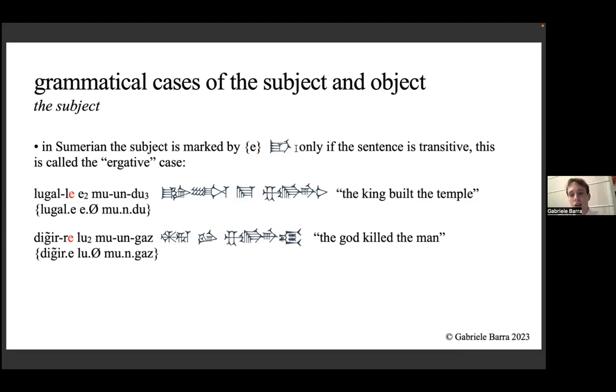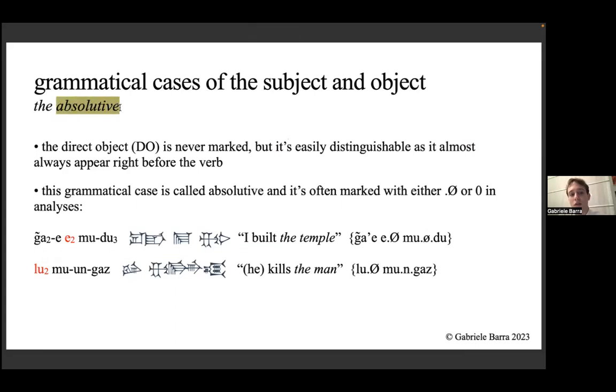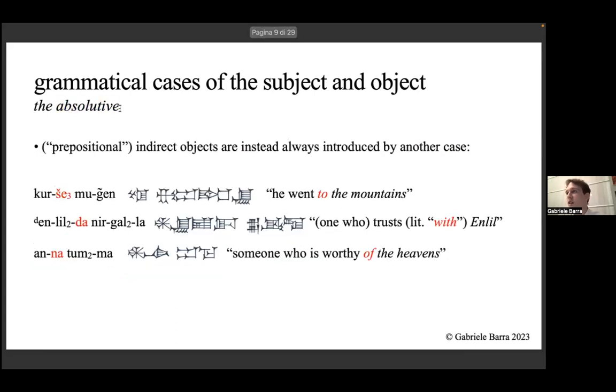What is the catch with the subject, with the e, which we call the ergative case? It is only used if the sentence is transitive. So what does that mean? Only if we have a transitive verb. A transitive verb is a verb that takes a direct object, so an object in the absolutive. If the object is not a direct object, so if the sentence is not transitive, it is going to take an indirect object.